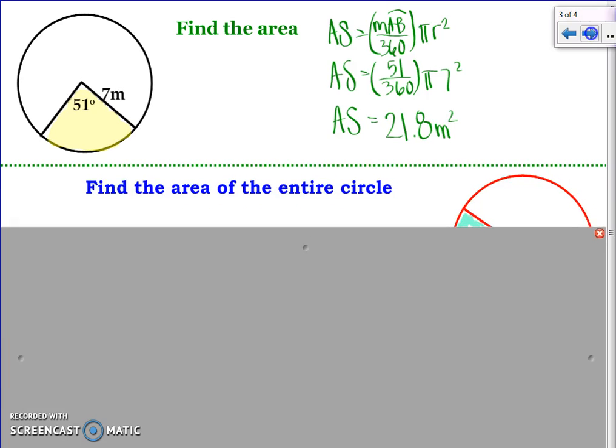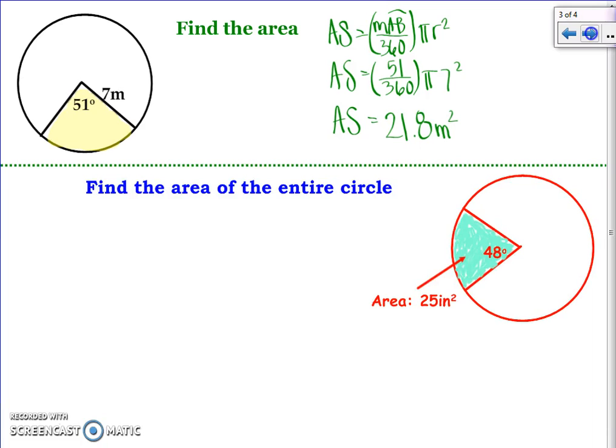All right, now we are going to try a couple where we have to work backwards. But first of all, let's look at what question they're asking. Find the area of the entire circle. How do you find the area of the entire circle? What's the formula for that? Area equals pi r squared. So the one piece of information we need is the radius. And we don't have the radius, but we can find it. So let's put an X there because that's what we're solving for.